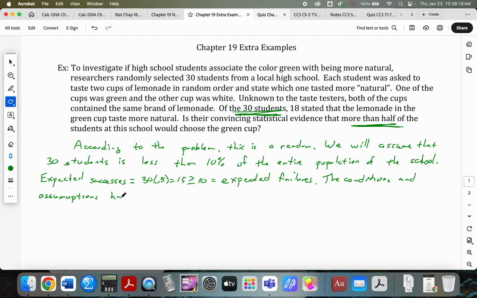Assumptions have been met. Choose a normal. How many samples do we have here? One. Yeah, it's just one. We'll eventually get into two. A one sample z-test for proportions. Now, how do I know it's for proportions here?